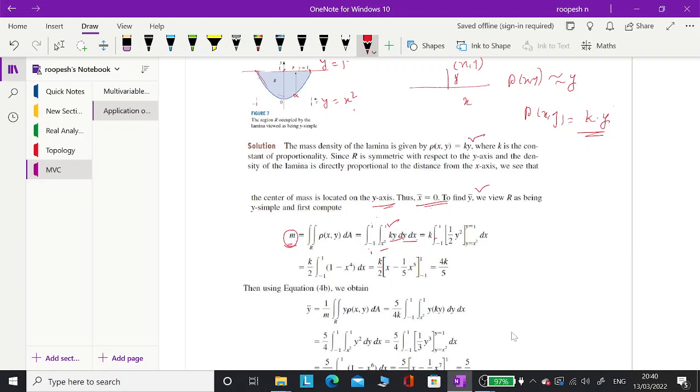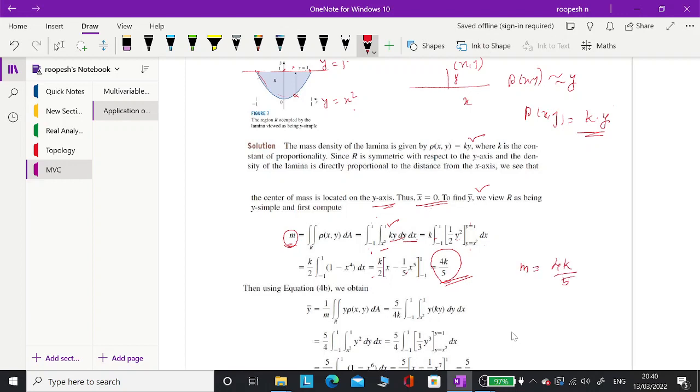K is a constant. You can integrate y. That is 1 by 2 into y square. Put the limits, and you will get a function in x, right? So we can find that integral also. So at last you will get it as 4k by 5. So you have got your m equal to 4k by 5.